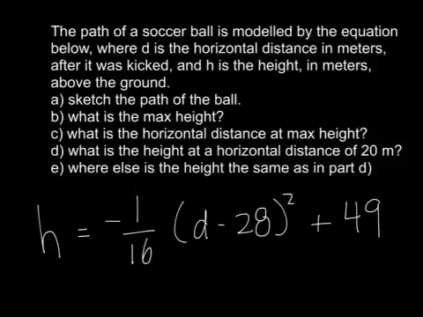by the equation below, where d is the horizontal distance in meters after it was kicked, and h is the height in meters above the ground. So we have these two variables, d and h. It asks us first to sketch the path of the ball. What is the maximum height? What is the horizontal distance at the maximum height? What is the height at the horizontal distance of 20 meters? And where else is the height also the same as in D?